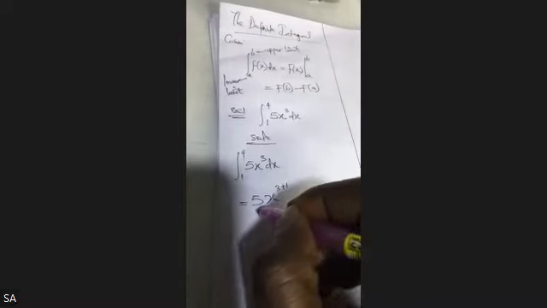Repeat everything over whatever you are having here. You said 3 plus 1, so repeat that 3 plus 1 down. Then plus C. Do you understand? So this will give us 5x raised to the power 4 over 4 plus C. That is your normal answer.